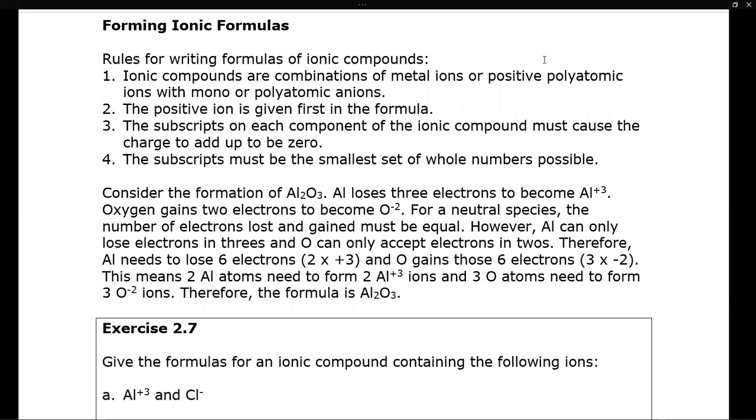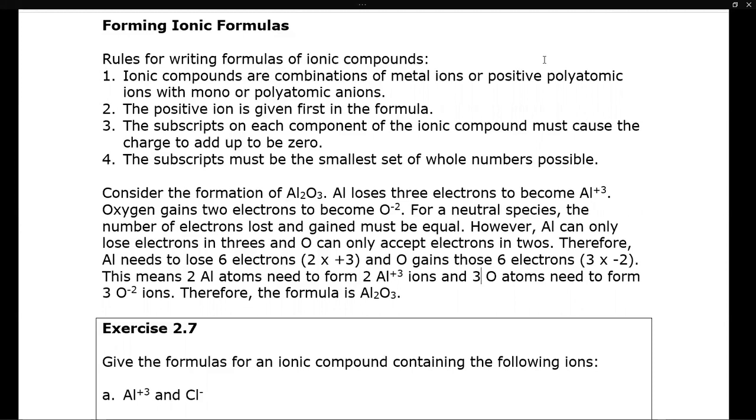That is, you don't write Na2Cl2, you write NaCl. So let's consider the formation of Al2O3. Aluminum loses 3 electrons to become Al+3. Oxygen is going to gain 2 electrons to form an oxygen -2 charge. However, those charges have to be equal. So if aluminum only loses electrons in 3s and oxygen only gains electrons in 2s, I need to find the least common denominator between the two, which is 6.